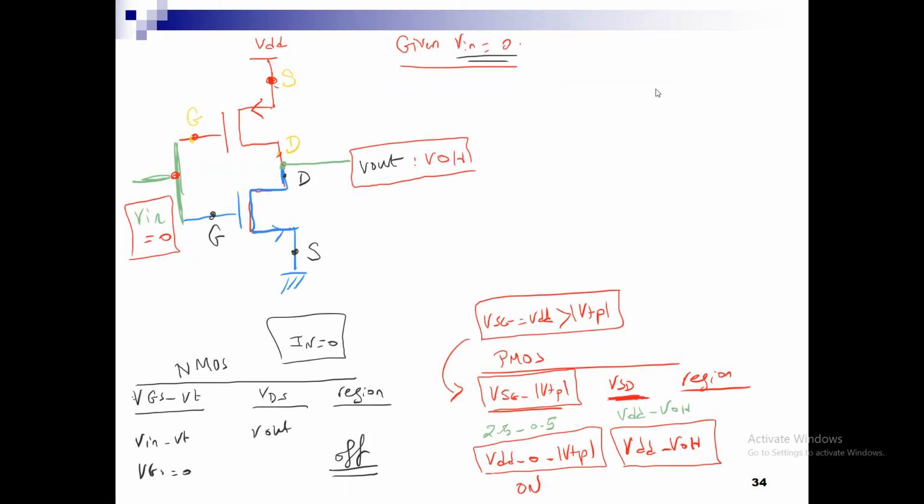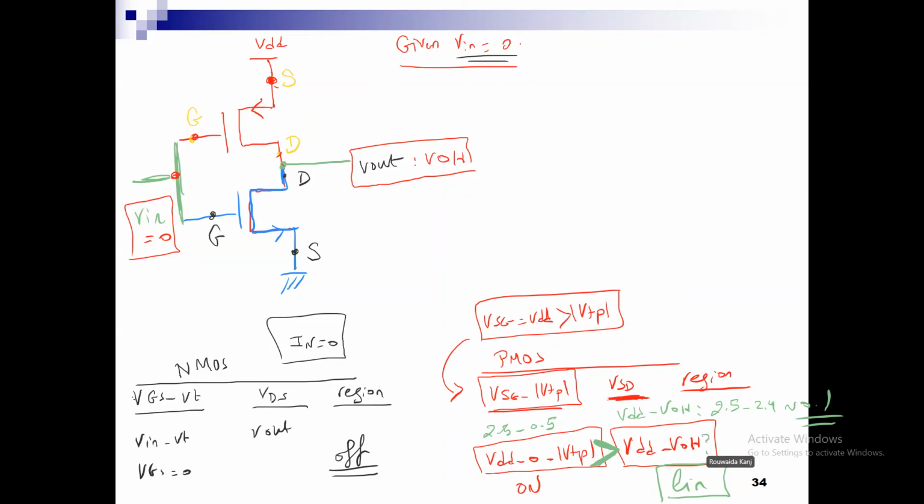So I have my PMOS transistor, and here I have 2.5 minus 0.5. Let us assume that VOH reaches 2.4 volts. So this is 2.5 minus 2.4, which is approximately 0.1. Therefore, this quantity is smaller. When VSD is small, I would be operating in the linear region. So IP will be IP linear, and now I can solve for VOH.